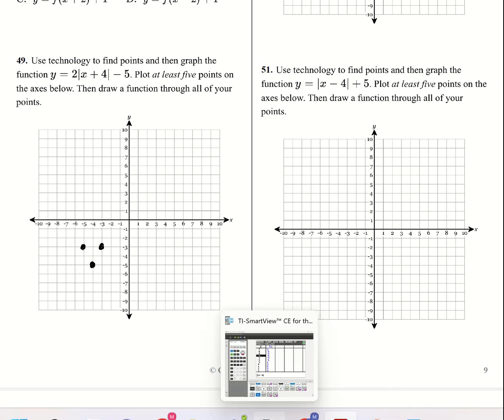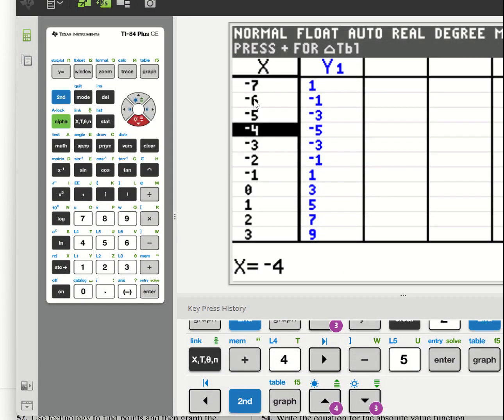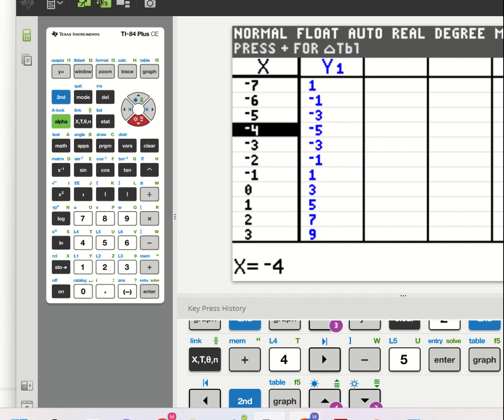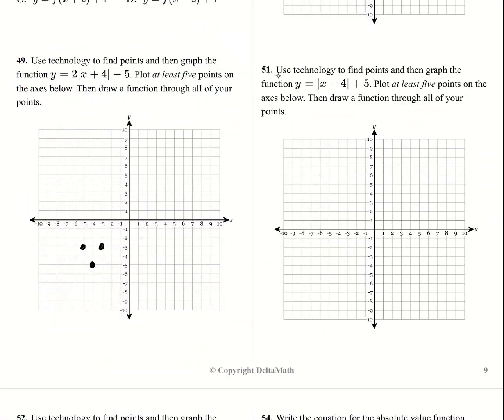And then we'll do 2 more. So we'll do -6, -1, and -2, -1. So that's how you would use your calculator to graph that.